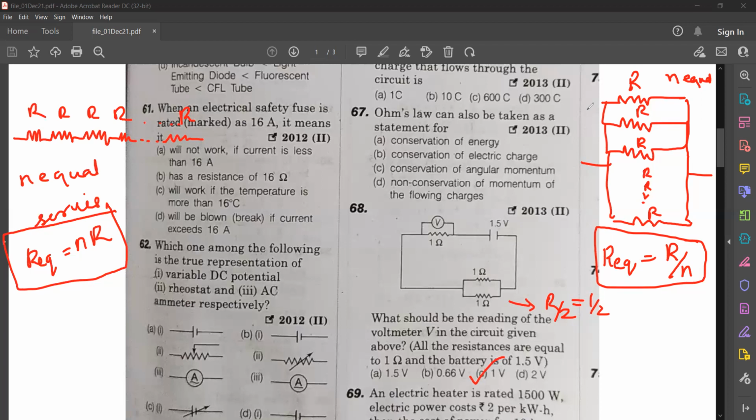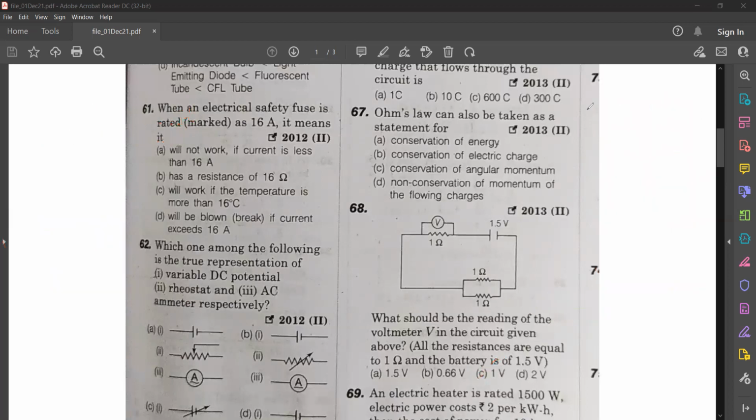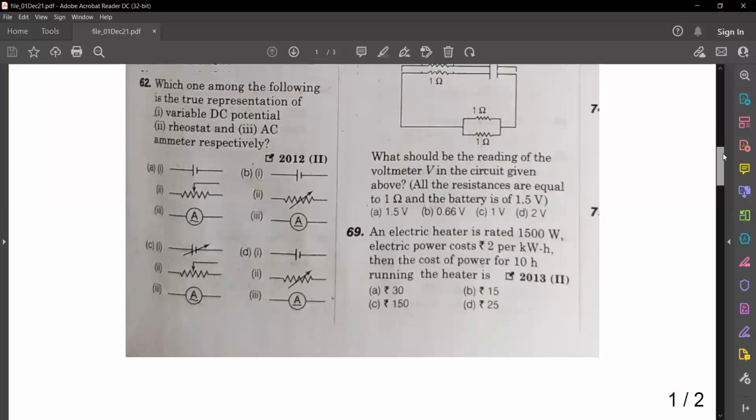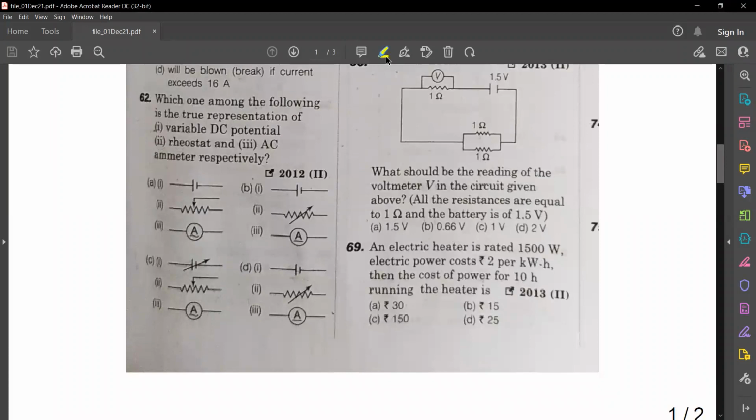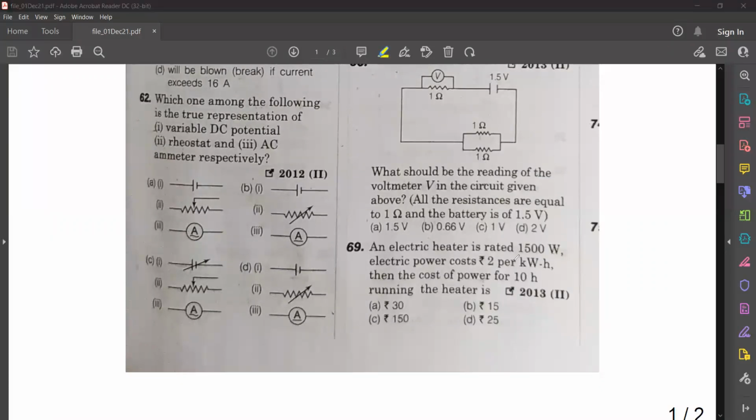So moving to the next question. Question number 69. An electric heater is rated 1500 watt. So power is 1500 watt. Electric power cost is rupees 2 per kilowatt hour.